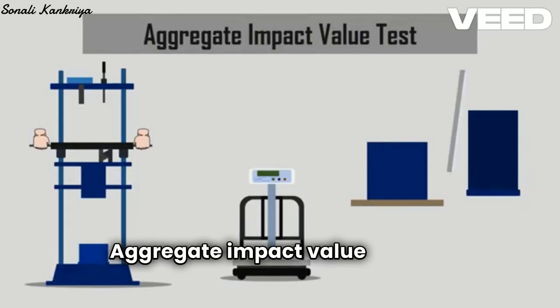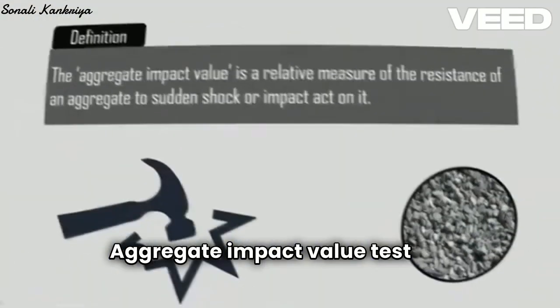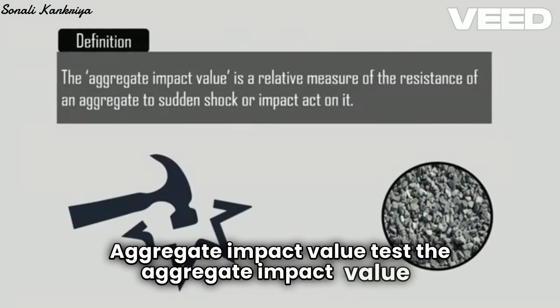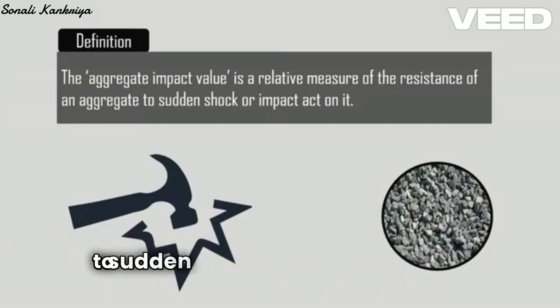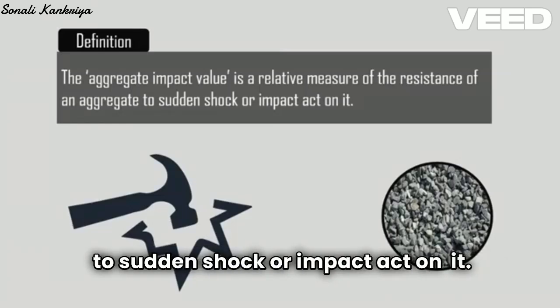Aggregate impact value test. The aggregate impact value is a relative measure of the resistance of an aggregate to sudden shock or impact act on it.